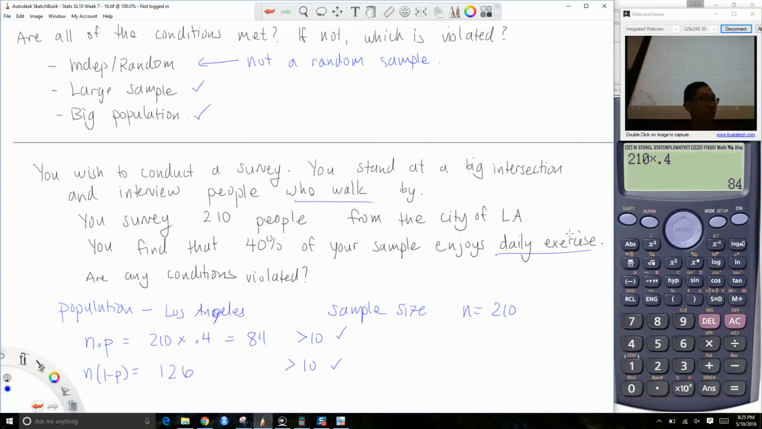Would you then write, you wish to conduct a survey about people in Los Angeles? Yeah, I should probably write that: you wish to conduct a survey about LA people. And then it would not be random, or? It still is not random because the way you're doing it is you're standing at an intersection and interviewing people who walk by. If it's not random, how should you formulate the question?